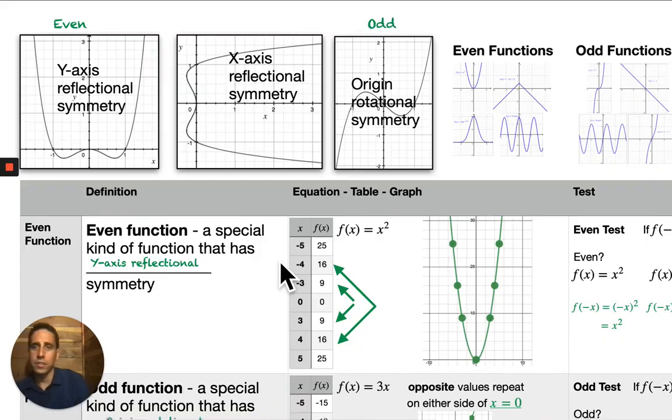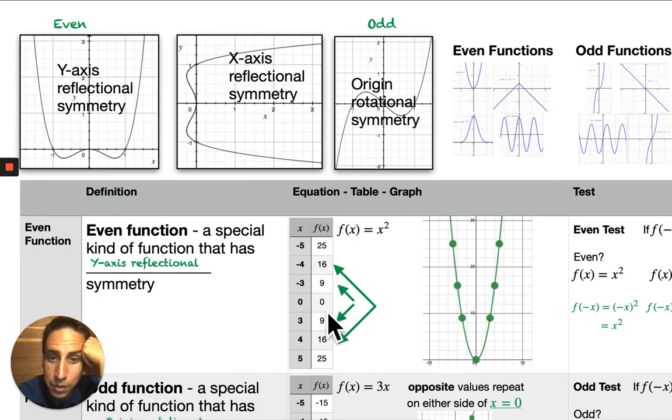So, the even function, here's what we mean. Here's the definition. An even function is a special kind of function that has y-axis reflectional symmetry, like this parabola. Notice I've got f of x is defined as x squared, so that means the name of the function is f. This is not multiplication, it's the function notation. And the input variable is x. And what you do to find the output, well, you just square it. So 5 times itself is 25, 4 times itself is 16, 3 times itself is 9, 0 times itself is 0, negative 3 times itself is positive 9 because the two negatives cancel out, and so forth, same as up here.